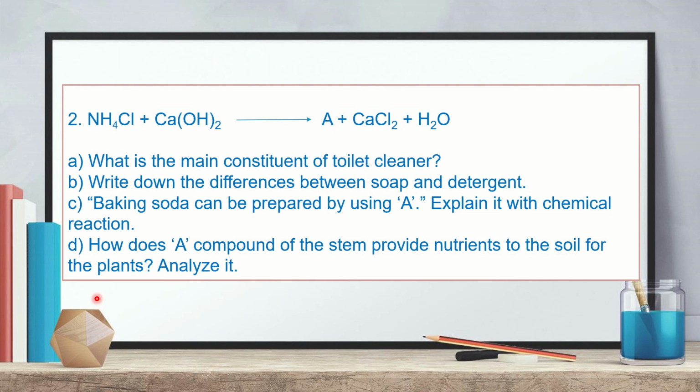Now, second question, ammonium chloride plus calcium hydroxide, they produce compound A, calcium chloride and water. What is the compound A? Compound A will be ammonia. Now question, what is the main constituent of toilet cleaner? The main constituent of toilet cleaner is sodium hydroxide.